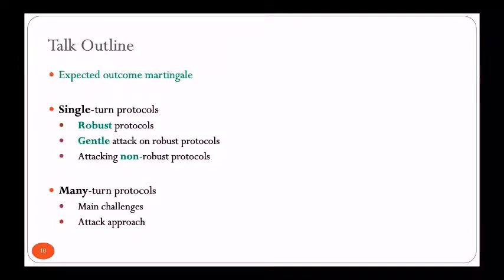What do I mean by gentle? This means that many of the properties of the original protocol are going to be preserved even under the attack, meaning that properties we had at the beginning are going to remain even as we go through our attack. And then finally, we're going to extend this to non-robust protocols as well, using exactly the gentleness of our attack on robust protocols. This will make much more sense later. Then in the end, we will talk about many-turn protocols, introduce the unique challenges in this setting, and describe our general attack approach. So let's dive right into it.